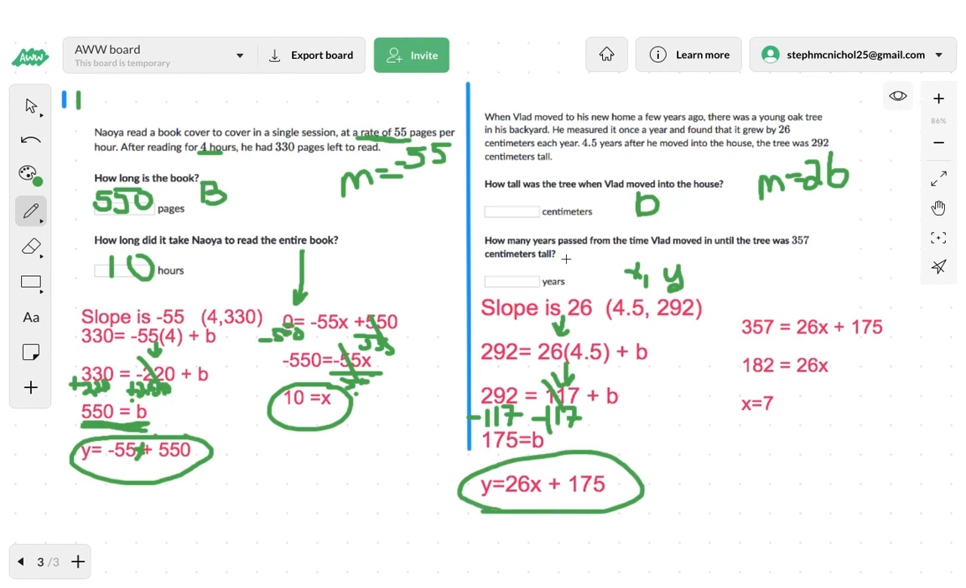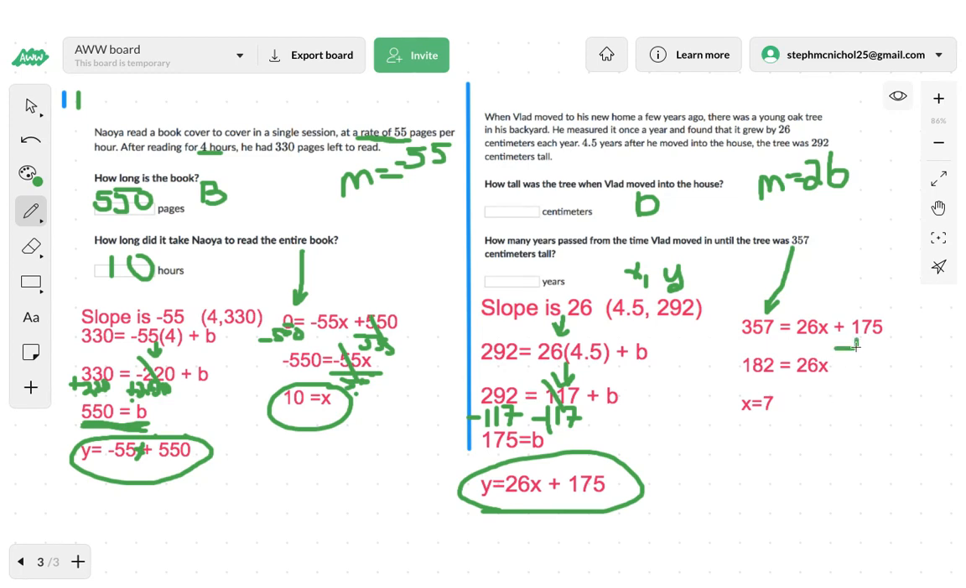So I'm going to answer the second one. How many years passed from the time Vlad moved in until the tree was 357 centimeters tall, right? So they're giving you a y value, but they don't know the x. So I'm going to go to this side. If they give me my y value, I'm going to plug that in, 357. I know my slope is 26, but we don't know how many years. Okay, so x was representing years and the y was representing the height. And then plus 175 because that was the starting height of the tree when he got there.